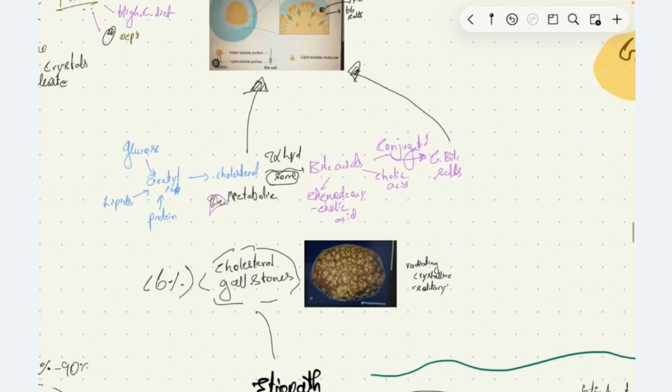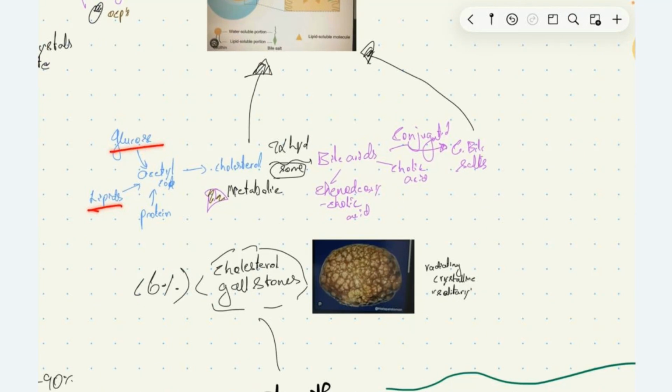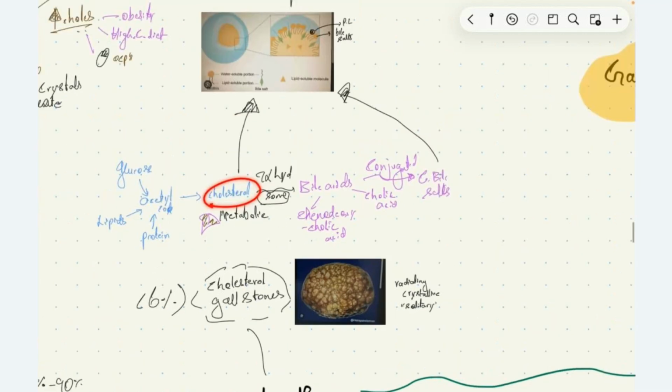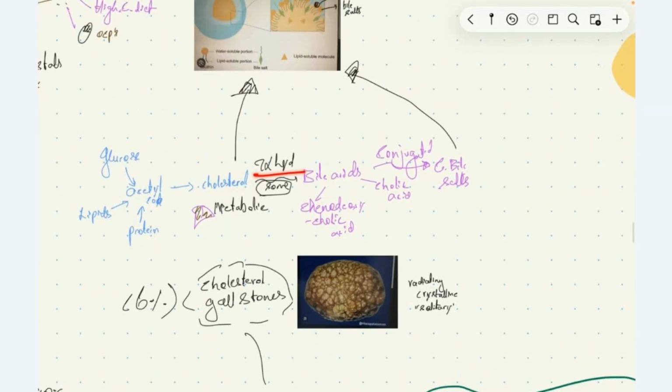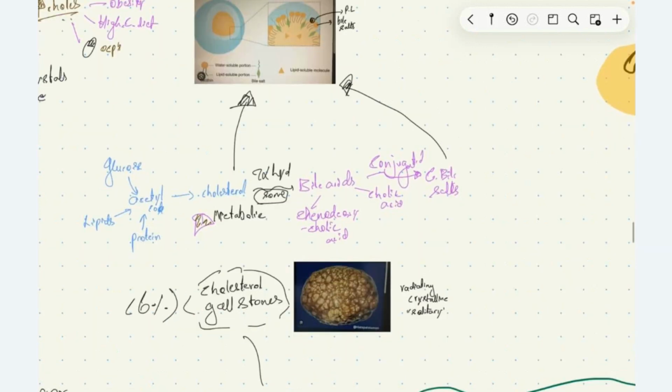Acetyl CoA, the end product of glucose metabolism, lipid metabolism, and protein metabolism, is converted to cholesterol. Some of this cholesterol will get converted to bile acids by activation of the 7-alpha hydroxylase enzyme. The reason for conversion to bile acids is that cholesterol is hydrophobic. For it to be excreted from the body, it has to be converted to bile acids so that it becomes hydrophilic and can be easily excreted through stools.